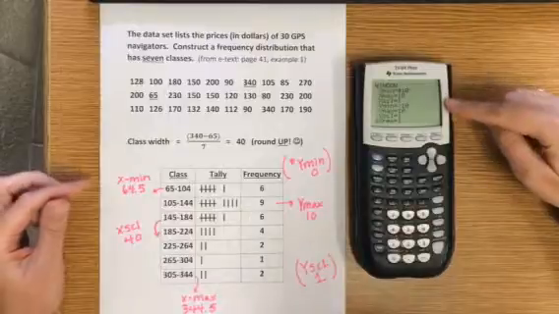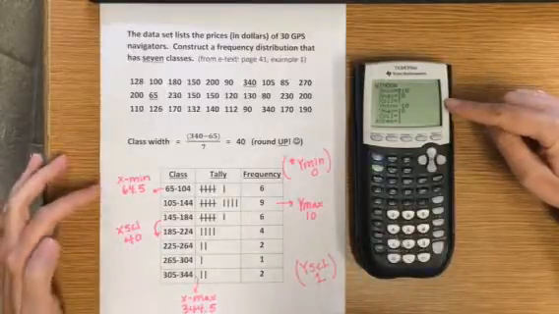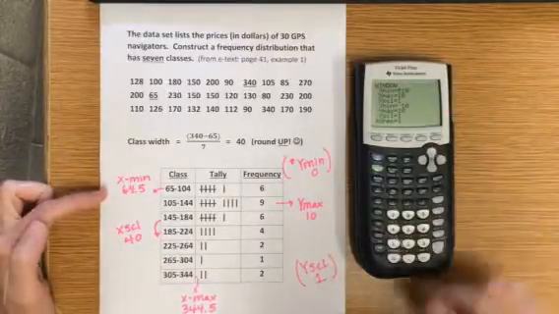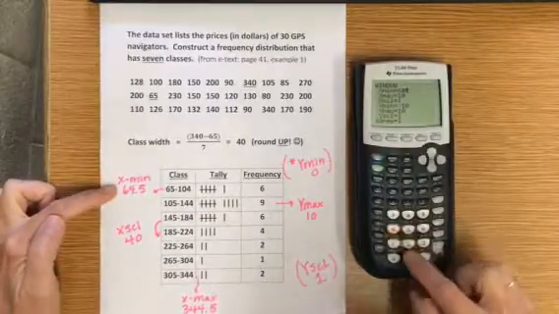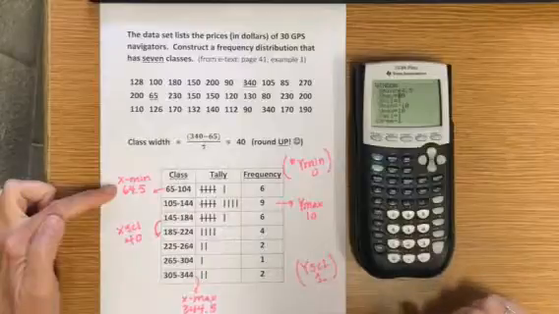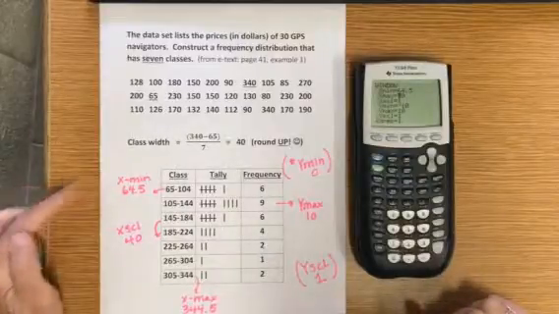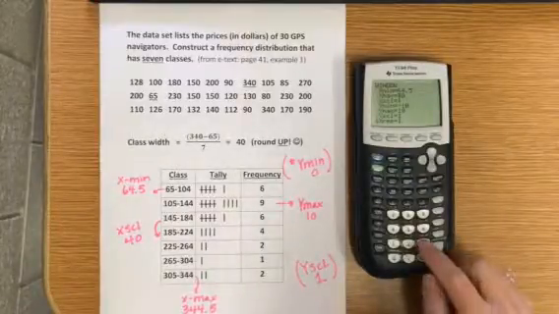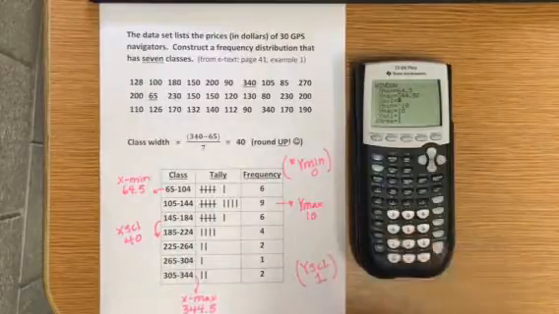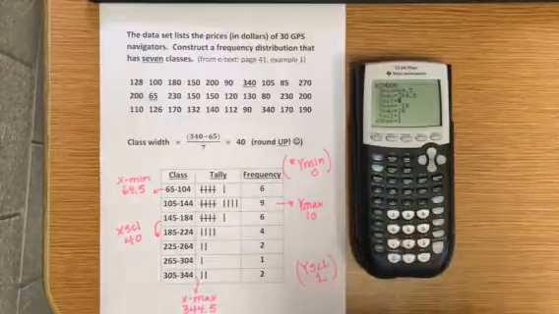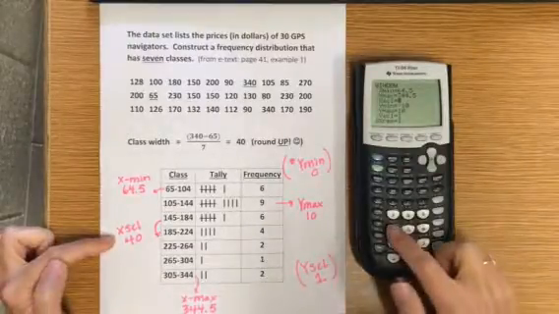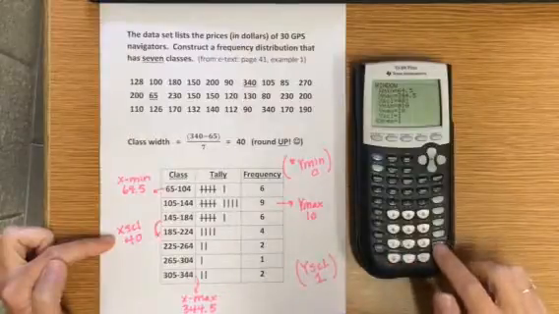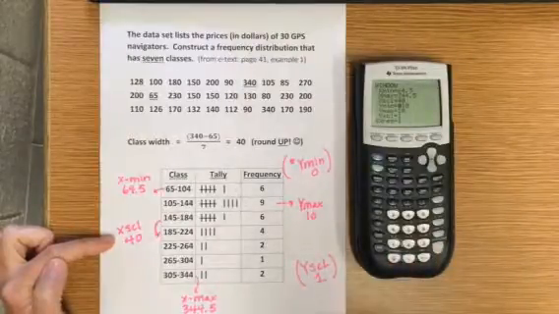The X values have to do with our classes. We want the X minimum to be the lower boundary of the first class. For this problem, that would be 64.5. For X maximum, we want the upper boundary of the last class. For this problem, that would be 344.5. For X scale, we want the class width. For this problem, that was 40.